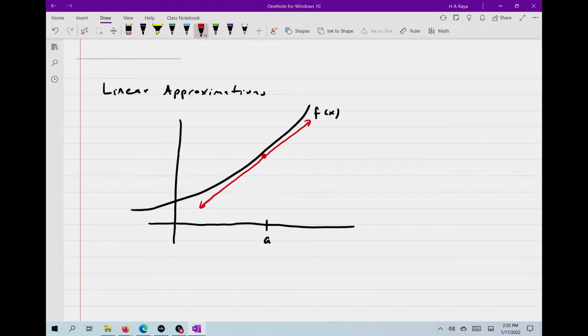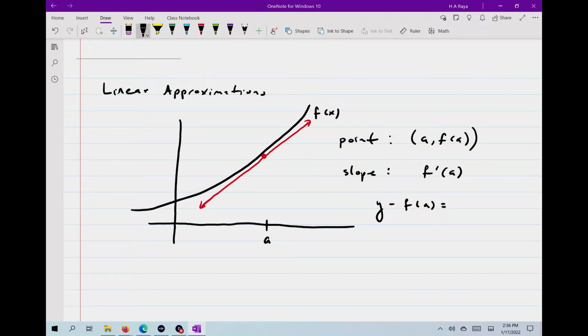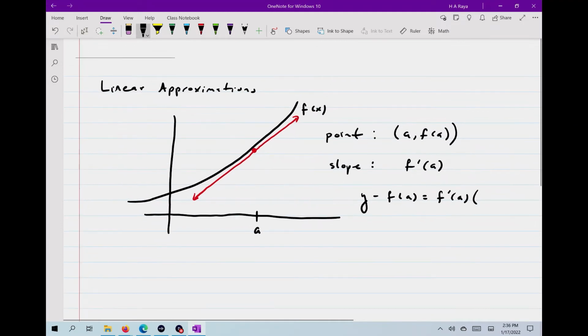Now this tangent line will have a point at a comma f of a and a slope of the derivative of our function f at a. Using our point slope formula, we'll have that an equation for this line is y minus f of a equal to the slope f prime of a times x minus a.